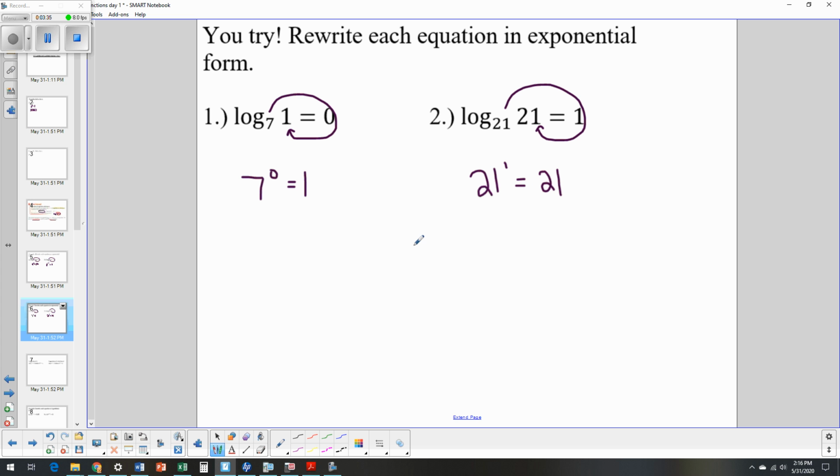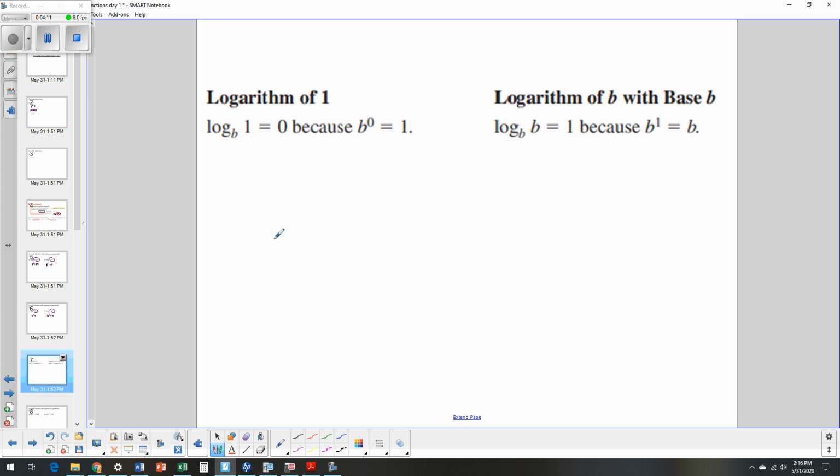All right, so there's your answers. 7 to the 0 equals 1, and 21 to the 1 equals 21. Now, both of these are actually things we should take notice of. Anytime a logarithmic equation equals 0, that means 0 is the exponent, so it's always going to equal 1. Remember, anything raised to the 0 power is 1. And if I have something equal to 1, that means the power was 1, so it's going to equal what it originally was. So the base and the y value are going to match. That's what this says here.